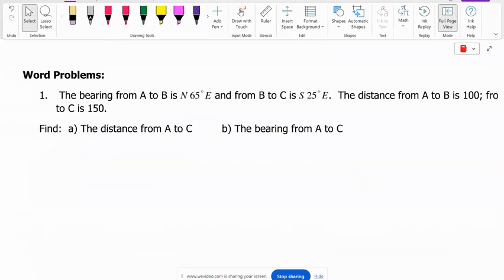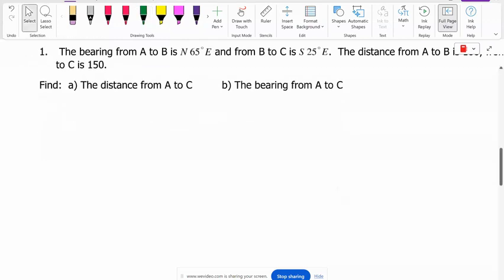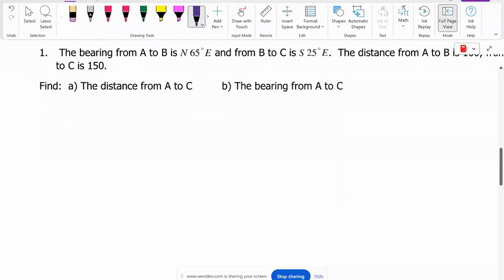There'll definitely be a question like this on your test where I'm asking for the distance and the bearing. So let's see how we go about this. One step at a time. The bearing from A to B is north 65 degrees east. So it's from A, right? Wherever it says from, that's your starting point. So here's my A, and I'm using my north line and I'm going east 65 degrees. And this is B.